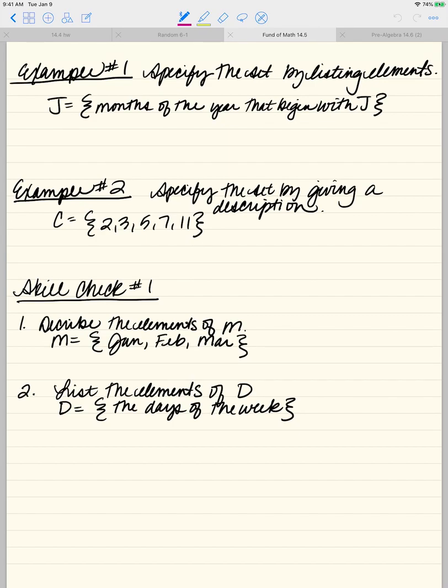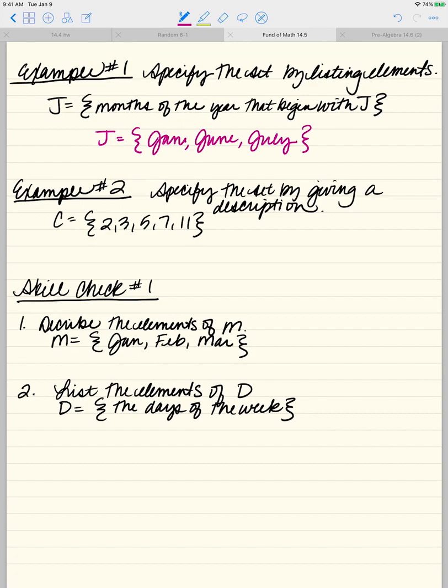Example number 1, specify the set by listing the elements. So we have set J, and we have a description here, and it's the months of the year that begin with J. So we're going to write capital J, because that's how we denote sets. Capital J is, and what are the months of the year that begin with J? January, and I'm just going to use abbreviations right now, although it really doesn't matter, June and July. Okay, January, June, and July.